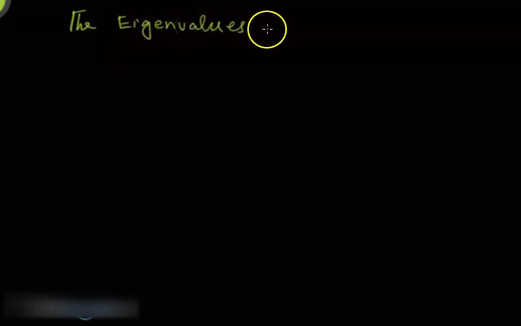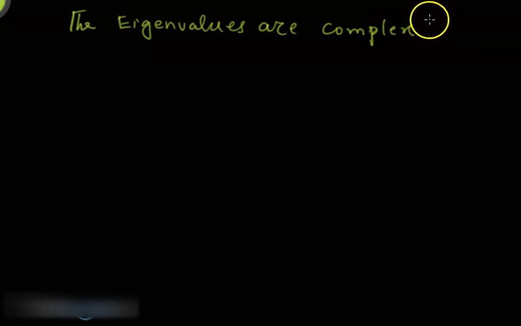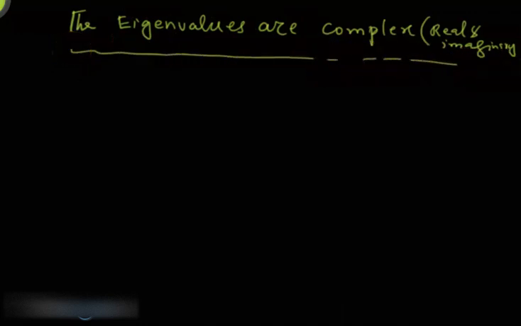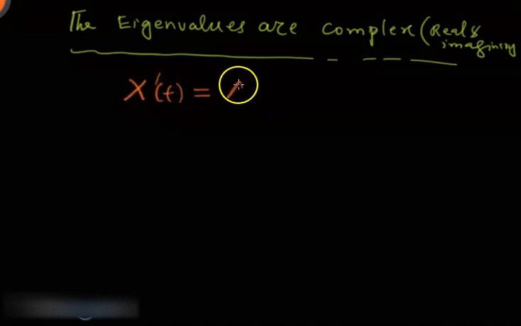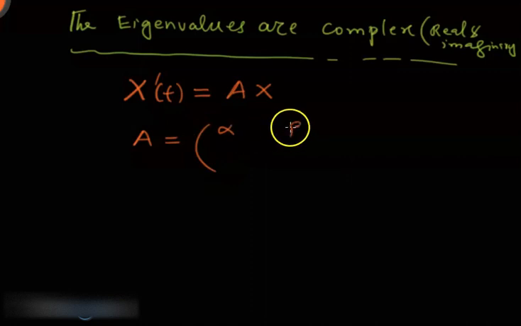In the last session, we discussed the planar dynamical system where the eigenvalues of the corresponding matrix were both purely imaginary. But today we will be considering the case where the eigenvalues are complex. In other words, they have both real and imaginary parts. In particular, we will be considering a specific kind of system given by x prime of t equals A times x, where A is alpha, beta, minus beta, alpha.